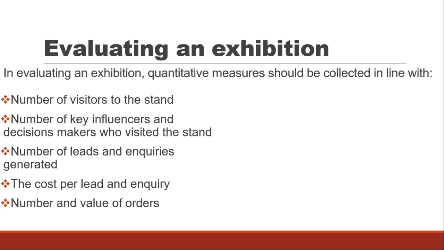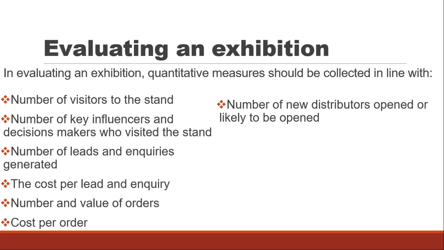The number and the value of your orders. You have to look at how many orders you received and how much they were worth. The cost per order. The number of new distributors opened and likely to be opened, so you also have to look at the distributors that you might get. The worth of competitive intelligence gathered. You have to look at the other companies who were your competitors at that exhibition.